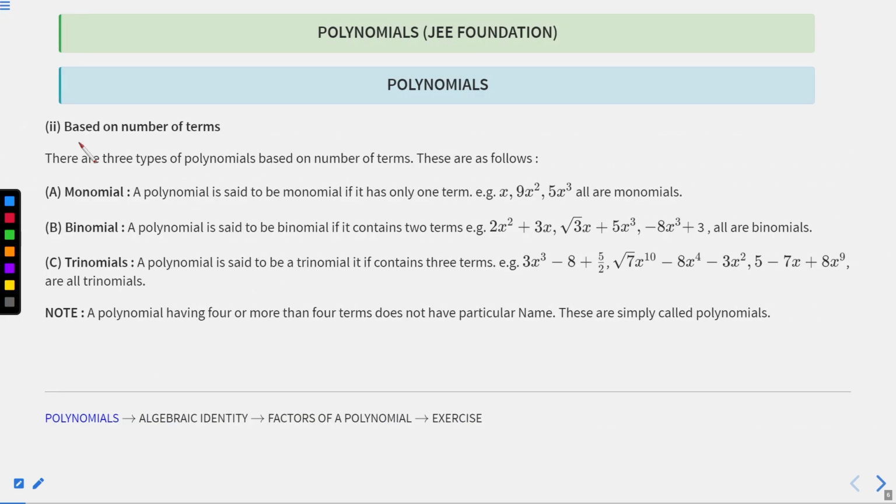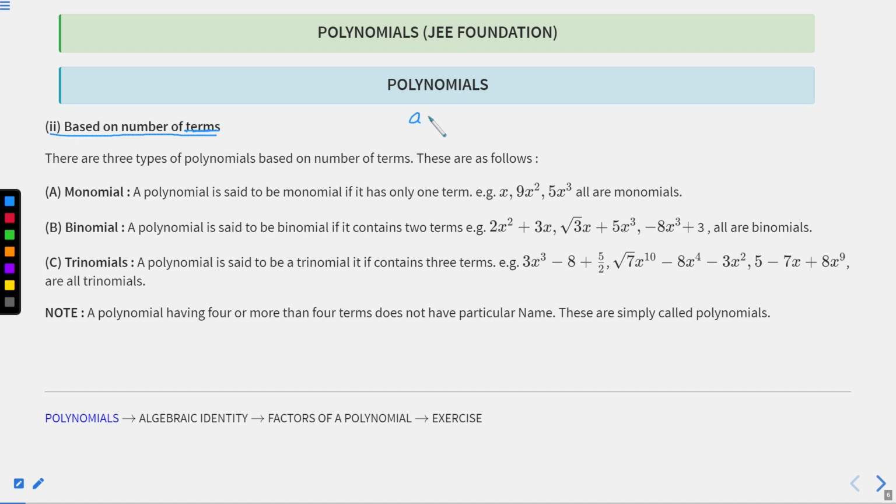Now the type is based on number of terms. So previously we talked about the polynomial on the basis of degrees. Now we will talk about it on the basis of terms. So what do we mean by terms?